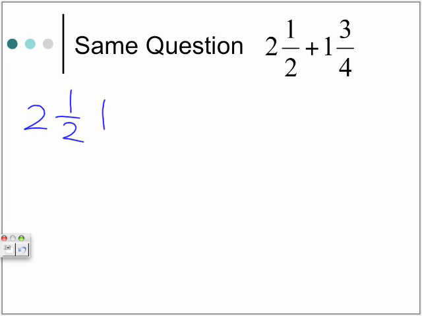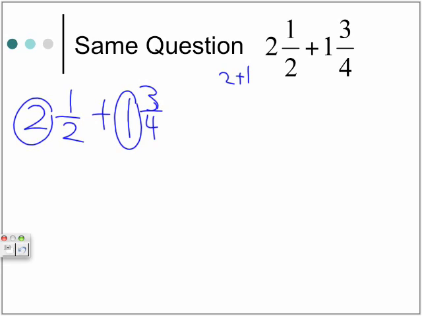2 and 1/2 plus 1 and 3/4. So now what I like to do is add these big numbers together because they're whole numbers. So what's 2 plus 1? It equals 3. So we'll just leave that 3 on the side for now. And now what we're left with is 1/2 plus 3/4. Now, like before, we have to make them both the same denominators. So 2 times 2 will equal 4.